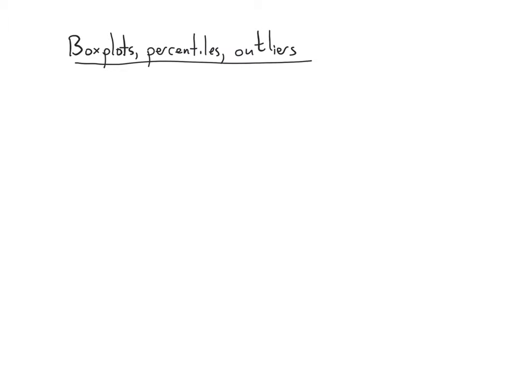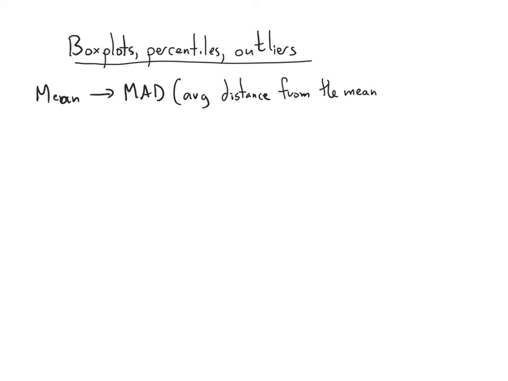The last couple of videos, we talked about measures of variation for data in relation to the mean, where the measure of center was the mean. So when you're dealing with the mean, we talked about the mean absolute deviation, which, as a reminder, is just the average distance of every point in a data set from the mean.